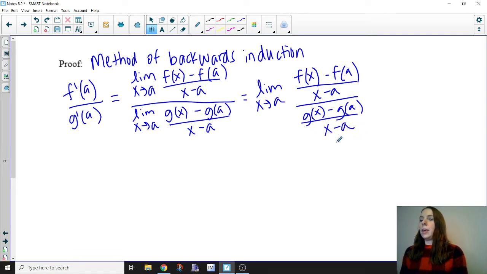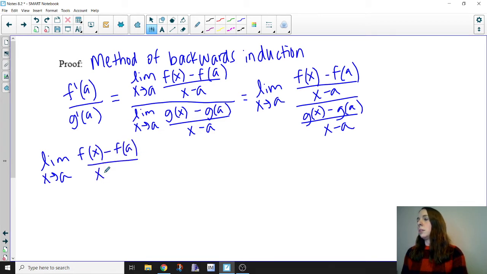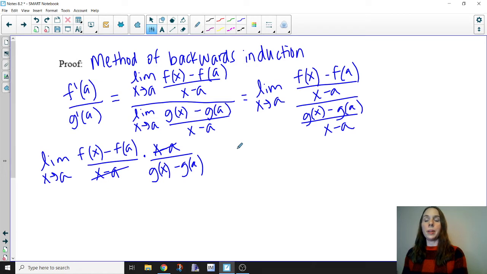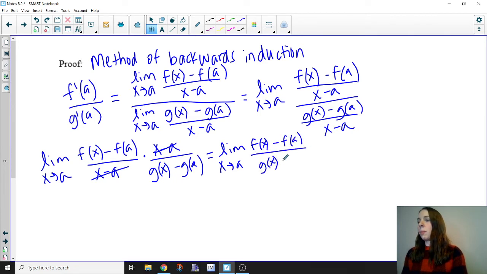And from there, I'll do one more little maneuver here that might help you understand why this happens. If you have a fraction divided by a fraction, you could rewrite that as the top fraction times the reciprocal of the bottom fraction. And here I hope you can see that the x minus a's are going to divide out to 1, right? And so what we are left with is the limit as x approaches a of f of x minus f of a over g of x minus g of a.